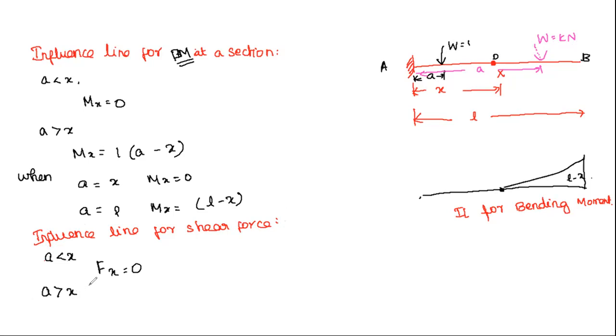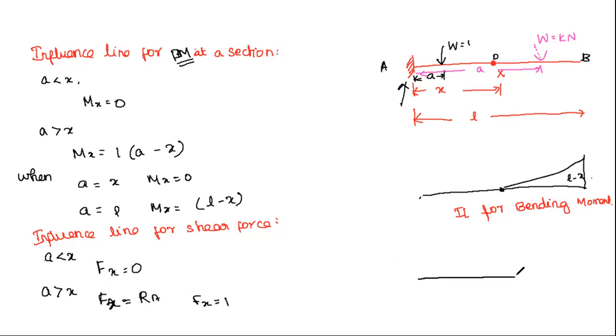When A is greater than X, now A is here. We can take either this portion or that one. So we know that Fx is equal to plus RA, because RA is in upward motion. And we know that the value of RA is 1. So Fx is equal to 1.